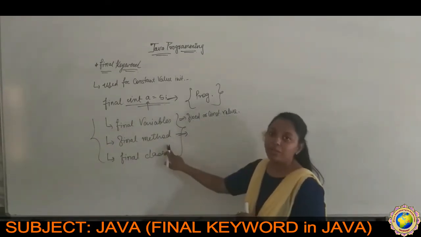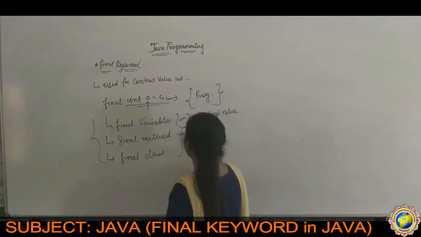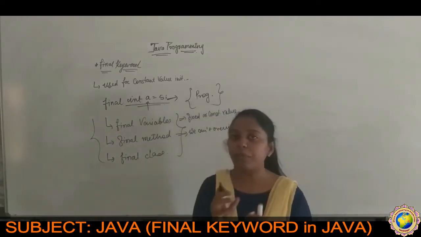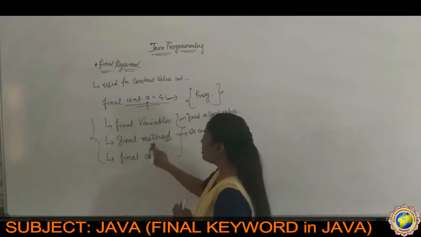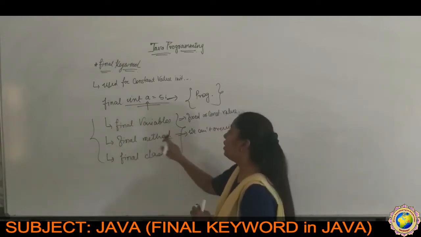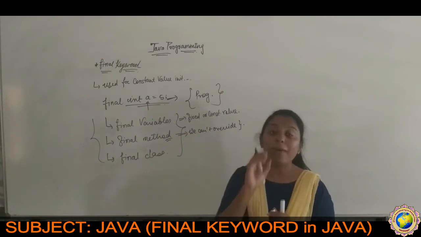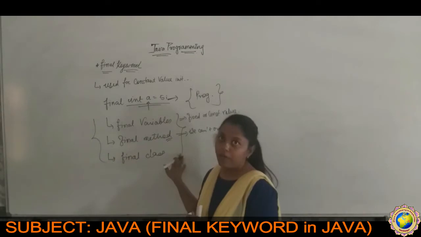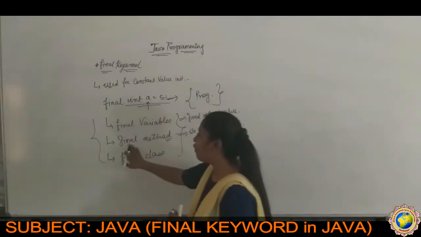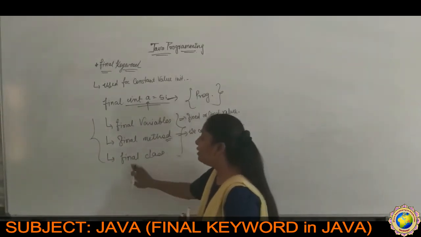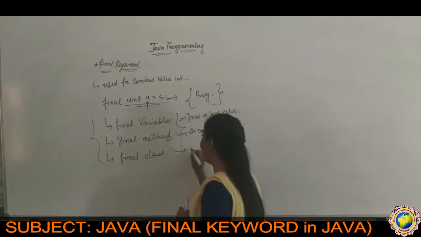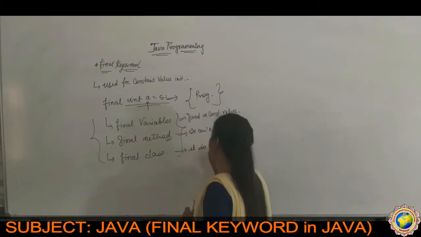Then next is the final method. Final method means we cannot override it. If a method is declared final, then the method cannot be overridden. The method can be inherited, but it cannot be overridden, right? So that's why we are using the final method. And a final class means it cannot be extended.